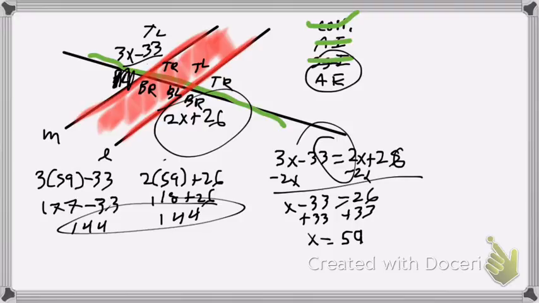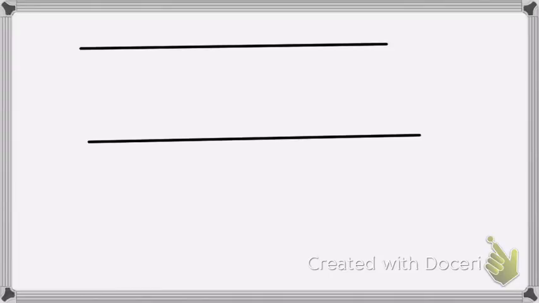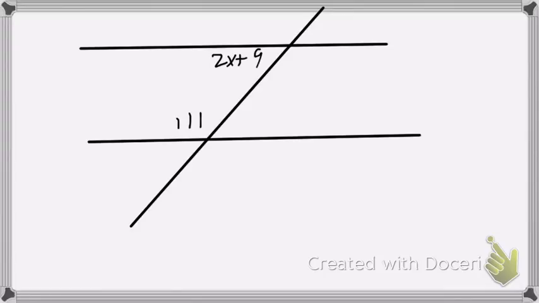Now I want to do one where they're not congruent. So go back to the problem we did in class, on page 159, problem number 4. Here we were given two lines, with angles 2x plus 9 and 111. Again, I identify the transversal right there.